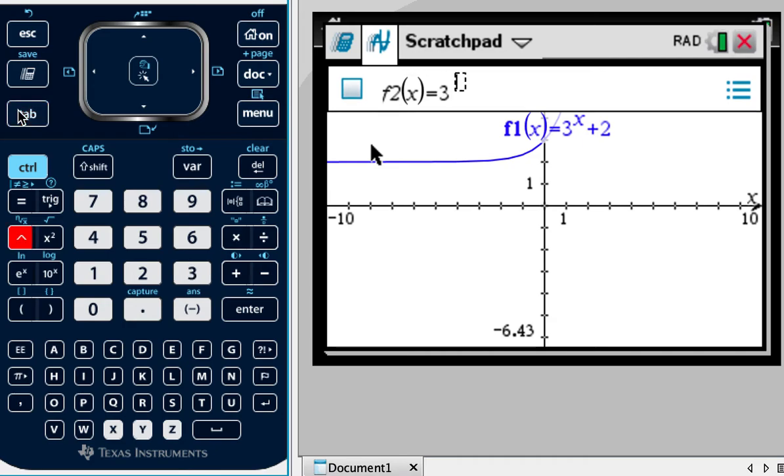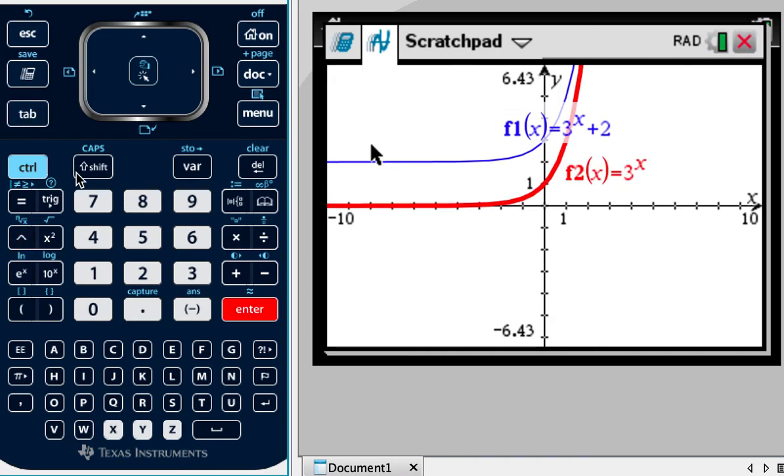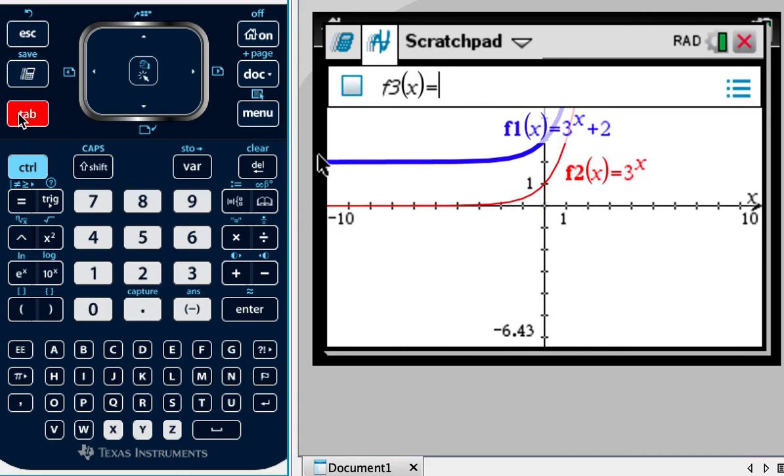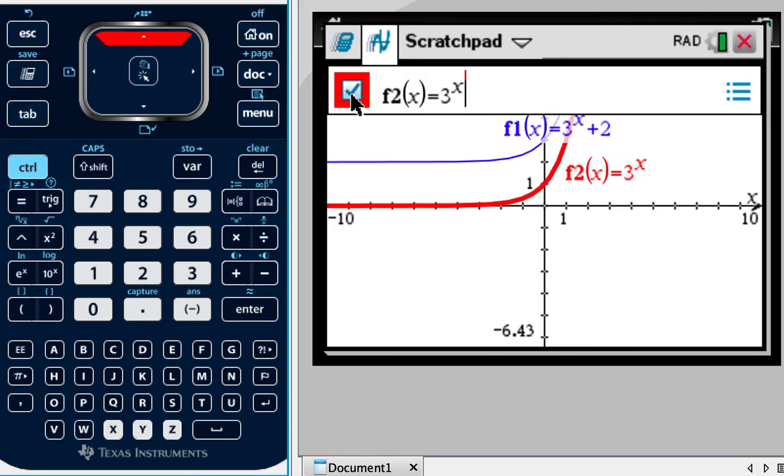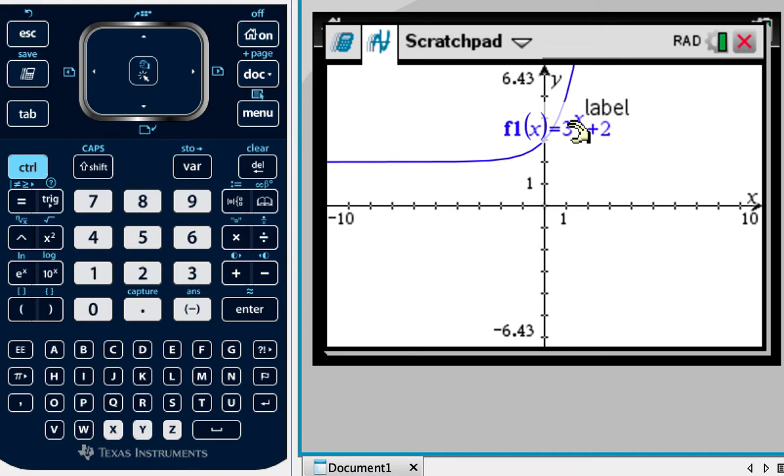So 3 to the power of x is the red line and is asymptotic on the x-axis. What's the difference between the red curve and the blue curve? It's this plus 2. And so this value is going to be asymptotic at y equals 2. Get rid of this function, don't need that function anymore. So y equals 2 is the horizontal asymptote.